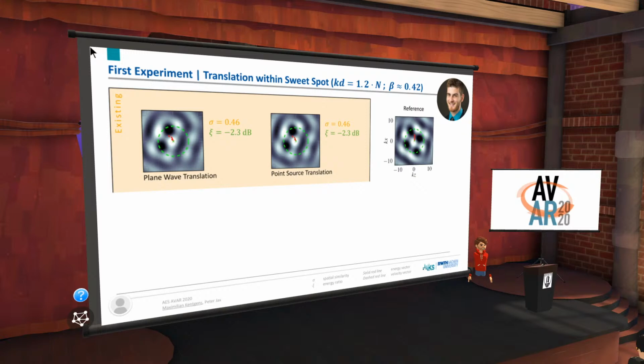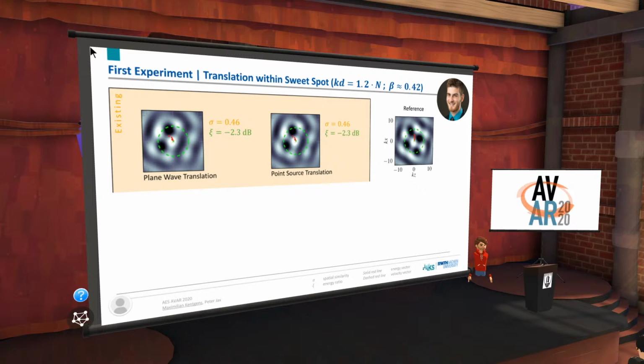The second thing to notice is that if you have a closer look at the region within the green circle, you see that the left half, which is overlapping with the original sweet spot, looks very similar to the reference. But the right half in the sweet spot is different. And this yields a mixed performance in the spatial fidelity metric sigma, which is only 0.46. And I would say that the energy ratio is okay with minus 2.3 dB.